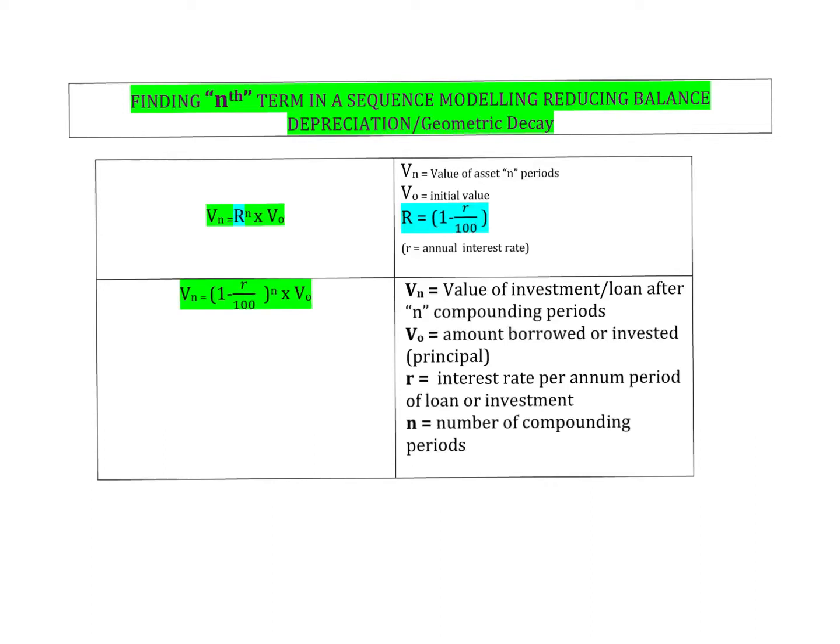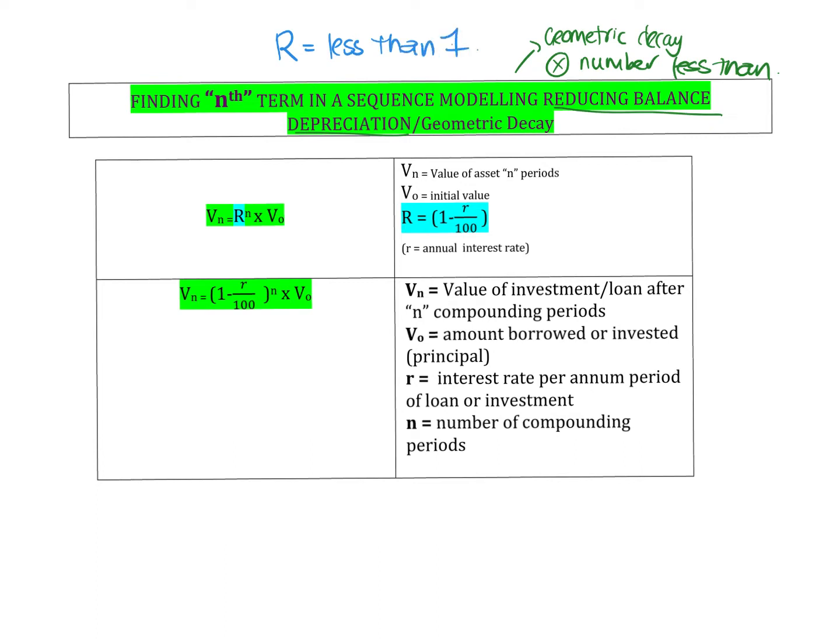Okay, so yesterday we had a look at the start of reducing balance depreciation. That's when the item is depreciating by the same percentage every year. It's actually geometric decay, which means you are timesing it by a number less than 1. So that big R value that we find out was less than 1. You saw you were timesing it, say, by 0.93 or whatever.